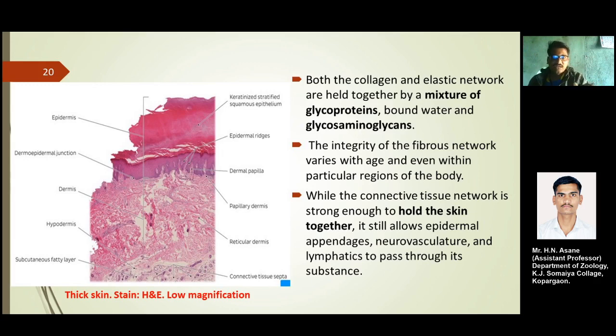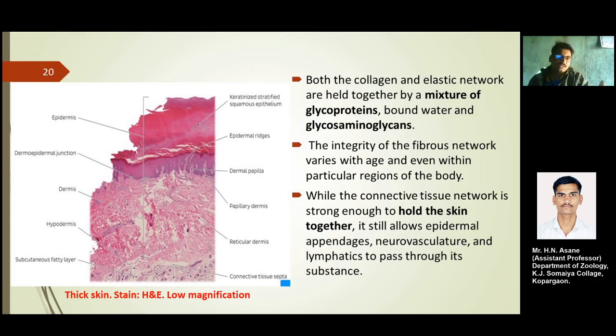The integrity of these fiber networks varies with age and even with the particular regions of the body. Those regions are separated, and their composition by means of these cellular skin components varies, as that organ needs a particular coating, covering or protection.